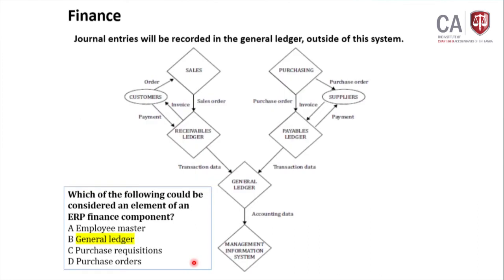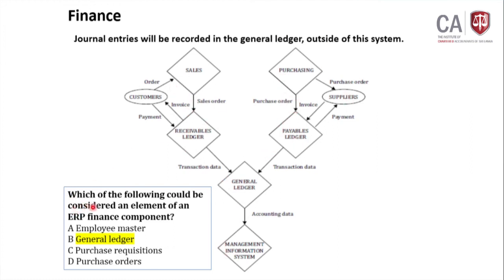If you talk about finance in the ERP system, journal entries will be recorded in the general ledger and outside of the system. This is how the financial system works in the ERP platform. Sales comes to the receivable ledger, general ledger, management information, purchasing payable ledger. Likewise, these things will be handled.